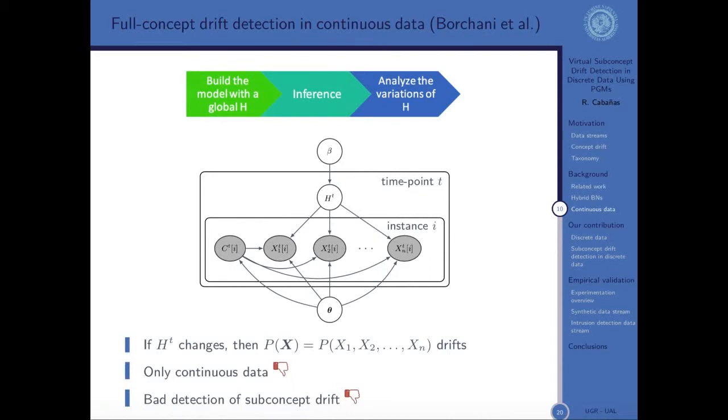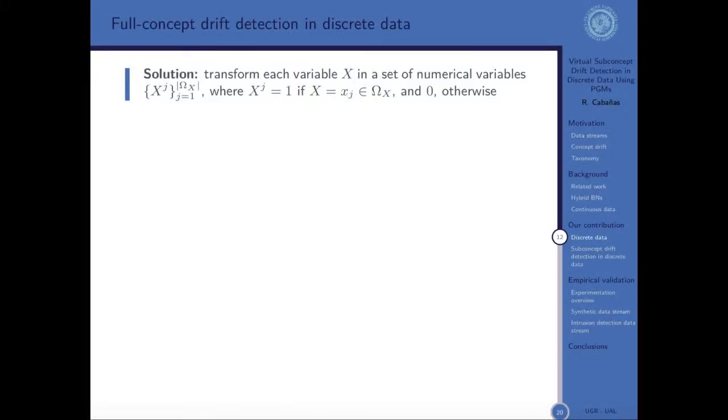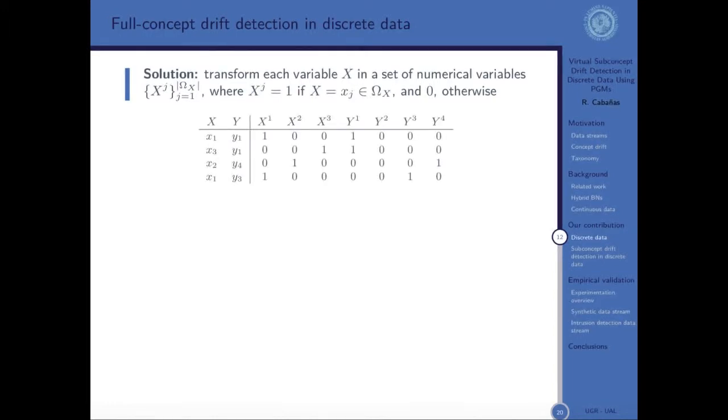Note that this method only works for continuous variables, because these H variables cannot be parent of any discrete variable. And this will be bad for detecting subconcept drift, basically because this H variable is parent of all the variables, all the feature variables. So, in order to face the first problem, allowing the detection in discrete data, what we will do is a data transformation.